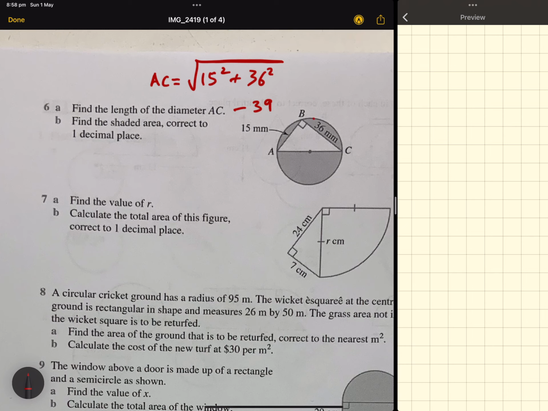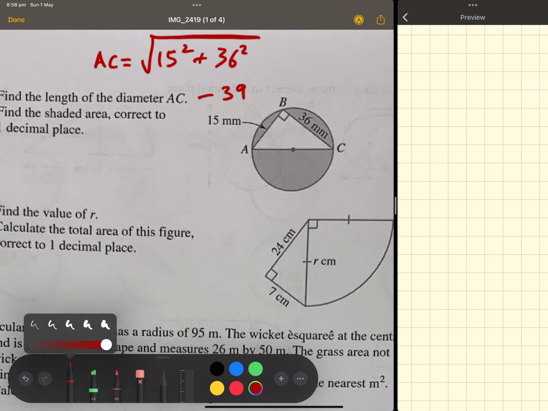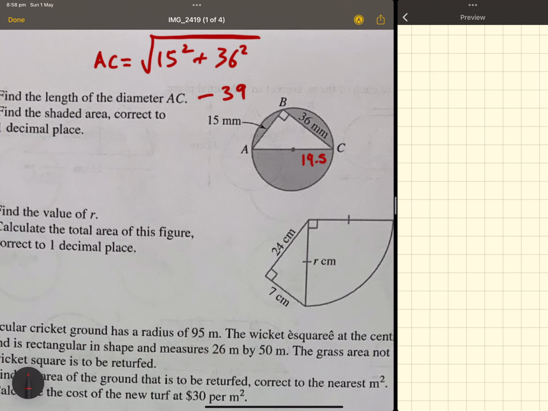The shaded area is going to be the area of the entire circle minus the area of the triangle. So the area of the circle, if this diameter is 39, then the radius must be half of 39, which equals 19.5. So the radius of this is 19.5 millimeters. And to find the area of the circle, we use the formula area is equal to pi times radius squared, which is equal to pi times 19.5 squared. That's the area of the circle.